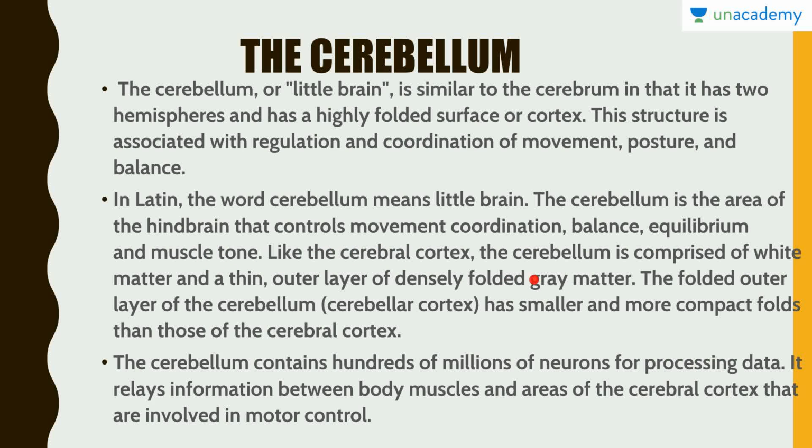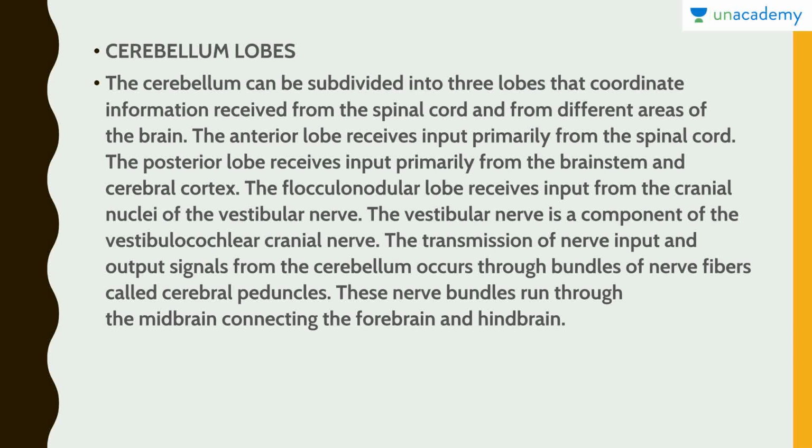Like the cerebral cortex, the cerebellum is comprised of white matter and a thin outer layer of densely folded grey matter. The folded outer layer of the cerebellum, or the cerebellar cortex, has smaller and more compact folds than those of the cerebral cortex. So this is basically similar to the cerebrum, just that it is smaller in shape, and it is located at the behind region. The cerebellum contains hundreds of millions of neurons for processing data. It relays information between body muscles and areas of the cerebral cortex and is involved in motor control.